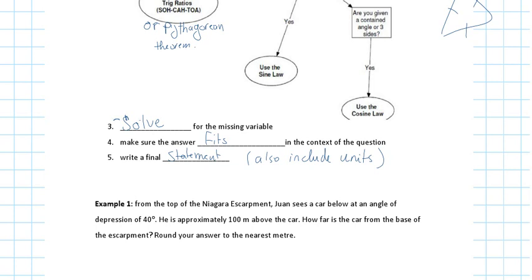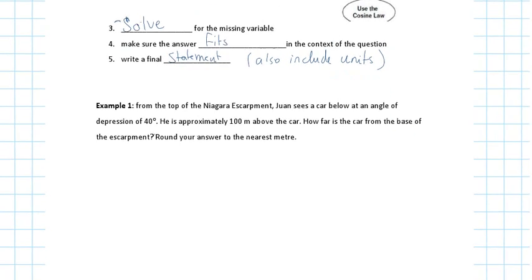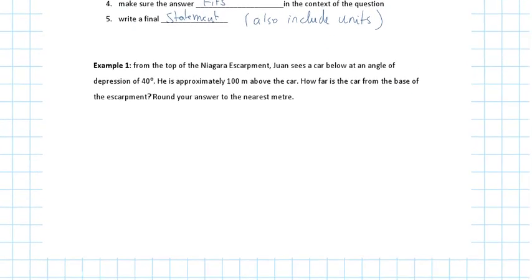Alright, let's look at the first question. From the top of the Niagara escarpment, Juan sees a car below at an angle of depression of 40 degrees. He's approximately 100 meters above the car. How far is the car from the base of the escarpment? Round your answer to the nearest meter.